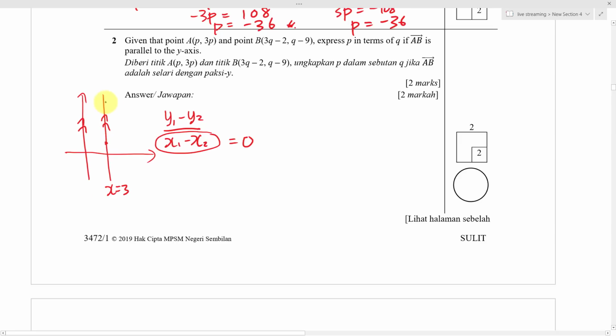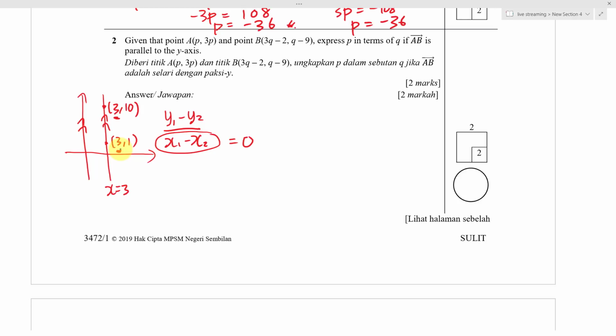So they definitely will have the same x value, isn't it? Maybe it's (3, 1). Maybe this one is (3, 10). You can see they have the same x value, right? So if I do x minus x over here, you will get 0 for the denominator. Therefore, the gradient is undefined.